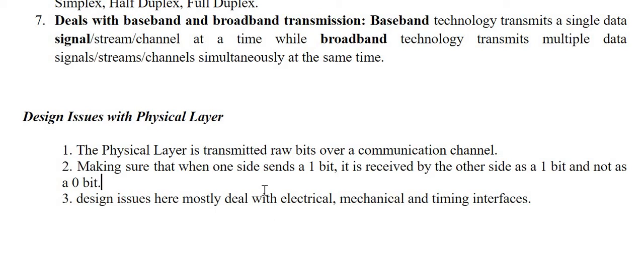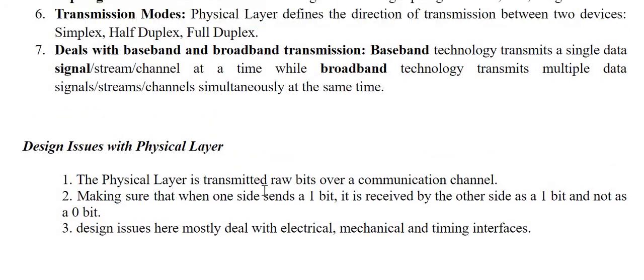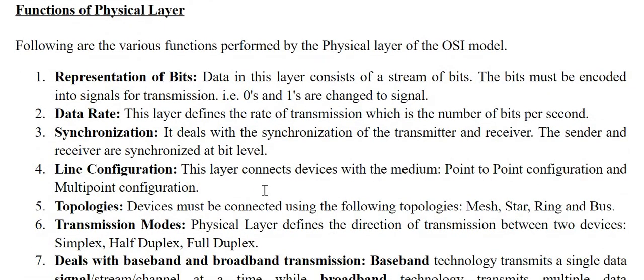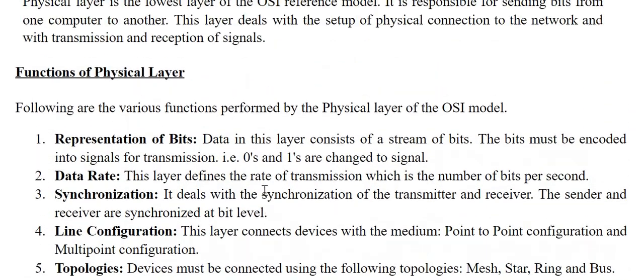The second design issue is alteration of bits. For example, if you are sending 1010, it may be altered to 1111. That is the alteration issue. Next, design issues here mostly deal with electrical, mechanical and timing interferences. As we studied in transmission media, there may be electrical interference, crosstalk, etc. These are some of the design issues. This question can be asked for 4 marks: write the functions of the physical layer.